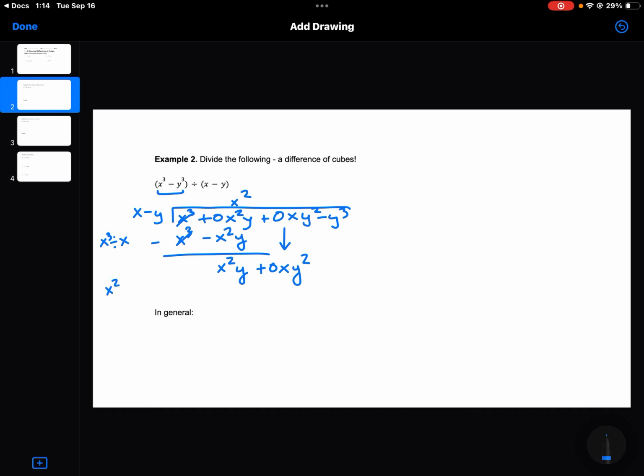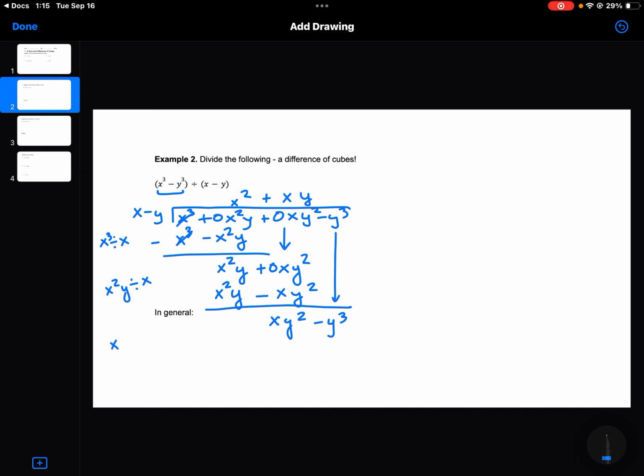Now I'm going to repeat, starting with my next term. So I've got x squared y divided by x. And then I'm going to be left with x y up here. And then I'm going to multiply back through. So I've got x squared y as my first one. And then I've got minus x y squared. And then I'm going to subtract those two, which is going to leave me with xy squared. And then I'm going to bring down my last term right here.